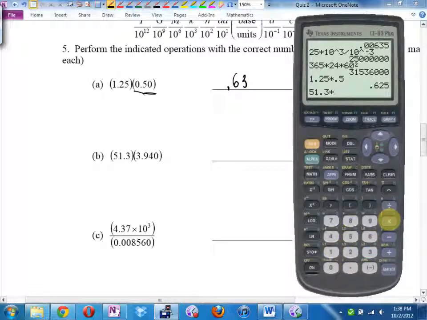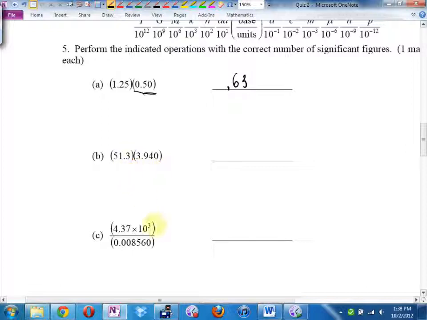51.3 times 3.94 is 202.122. How many sig figs? 3 sig figs, 4 sig figs. Final answer to 3 sig figs. Final answer is going to be 202.